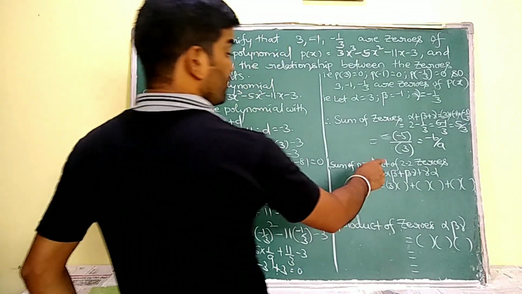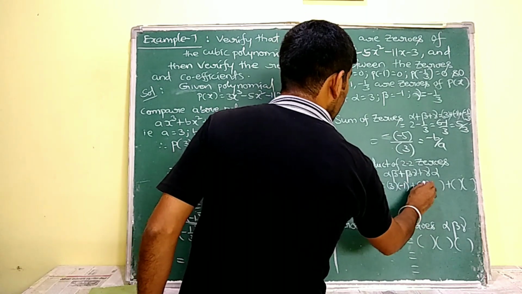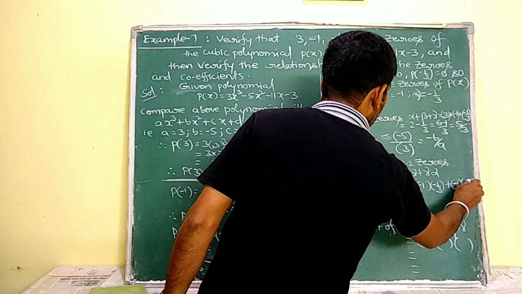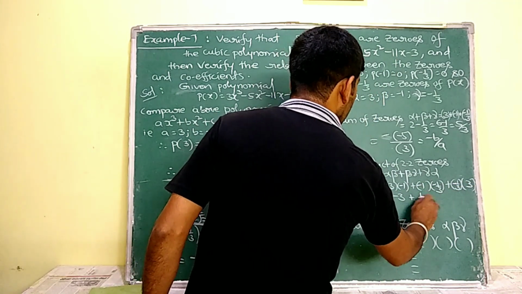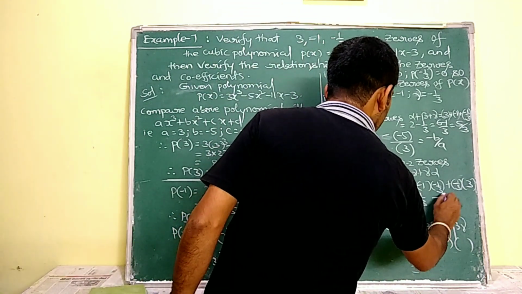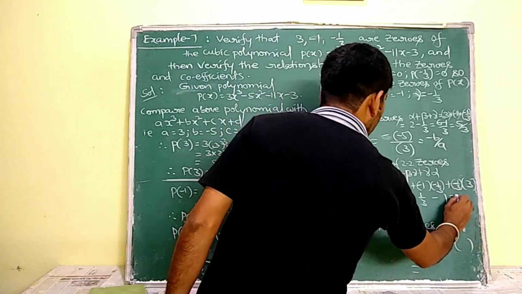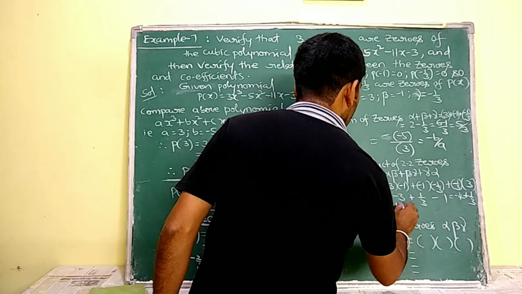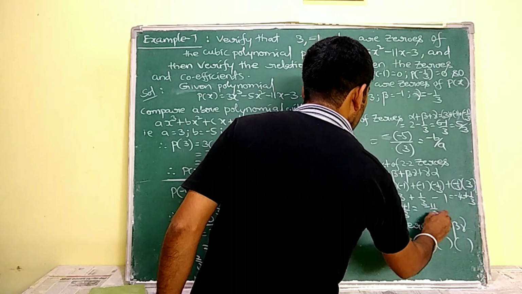Now the sum of products of two zeros. So alpha into beta, beta means -1, it is -1 minus 1/3. Next, -1/3 and 3, see, it is -3, minus of minus plus 1/3. Next, it is -1. So it is -4 plus 1/3. 4 threes are 12, plus 1/3, that is equal to -11/3.